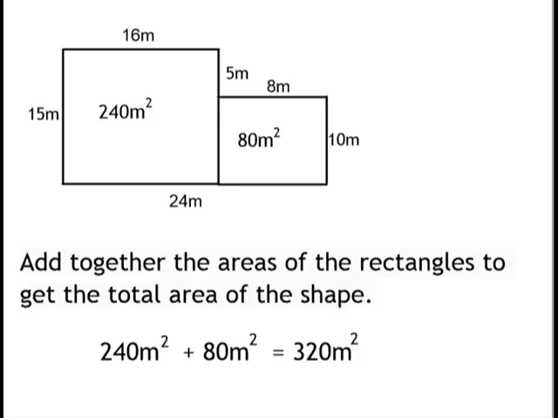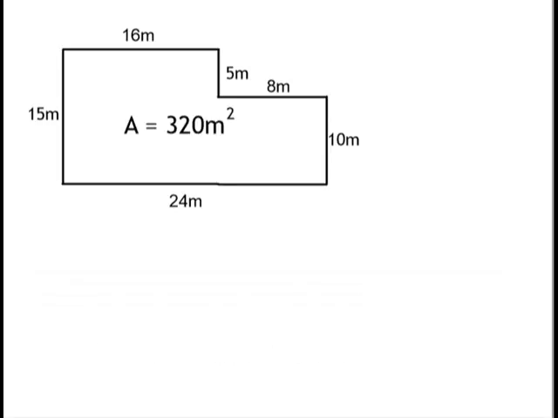Now I need to add together the areas of the rectangles to get the total area of the shape. So I've got 240 metres squared plus 80 metres squared is 320 metres squared. So back to my original question, the area of my compound shape is 320 metres squared.